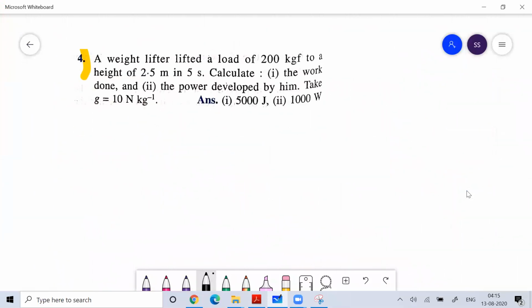Now we'll solve question number 4. A weightlifter lifted a load of 200 kgf. Here g is 10, so I can write this as 2000 Newton. I think by this time you are comfortable with this. And the height he raised it is 2.5 meter.